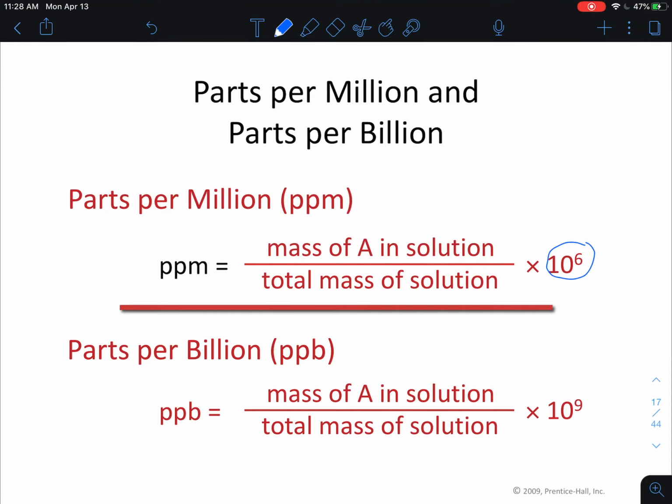If we have an even lower value of substance, a lower concentration of substance, then we could get parts per billion. So same thing, we would calculate the parts per one mass unit and then multiply that by 10 to the 9th to report it as, rather than per one unit, per 1 billion units.